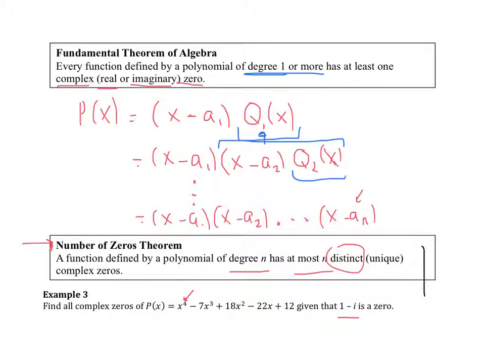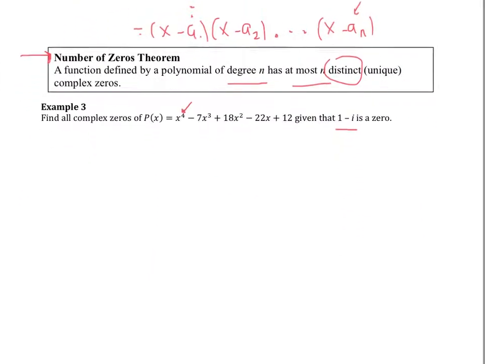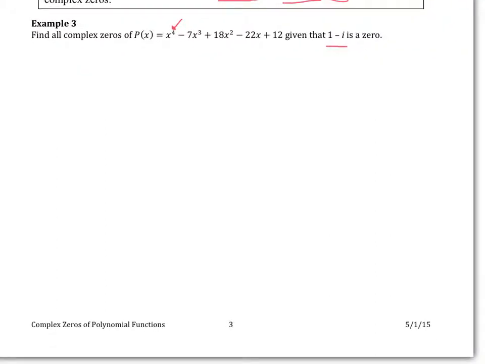We're going to solve this one by synthetic division. So let's go ahead and start this one. This one takes a while, so let's see if you remember. The 1 minus i is a zero, so that's the piece I put in the box.